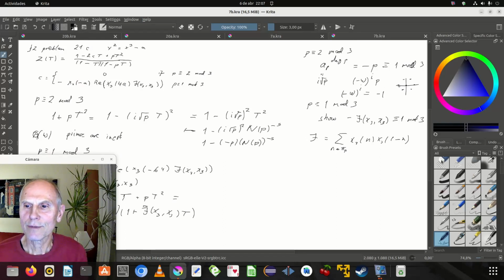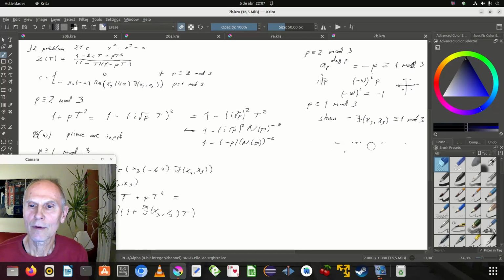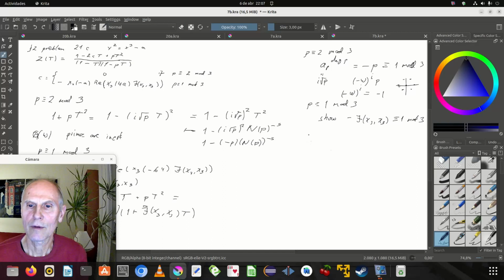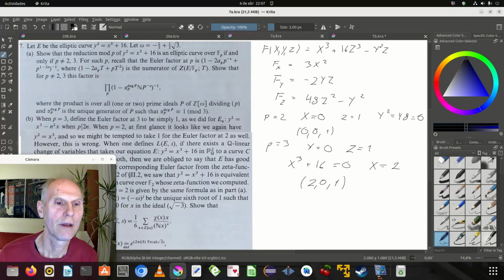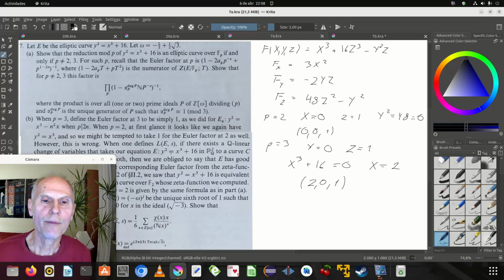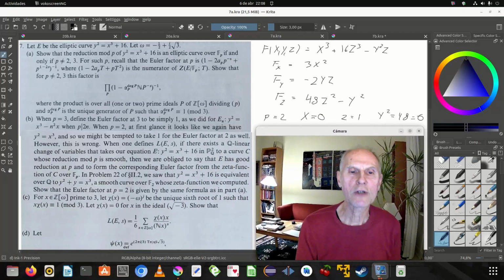So, solved. Now the next point is to check the Euler factor when p is 2, and they have some interesting comment here which surprised me quite a lot.